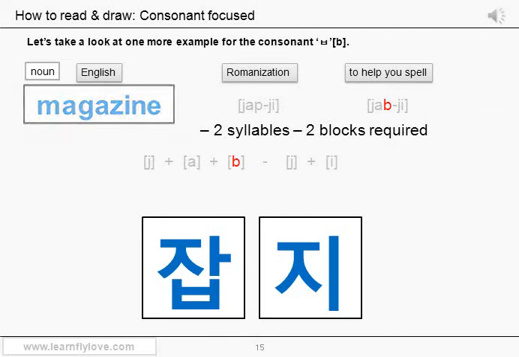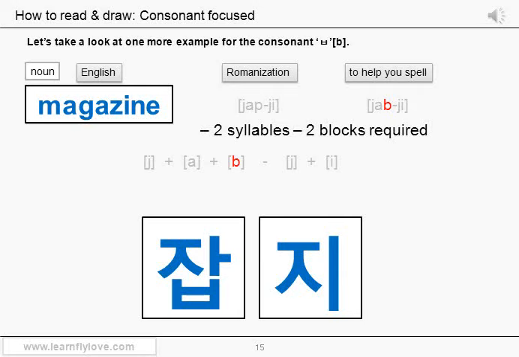Next word is magazine or journal. Check out the romanization and let's hear the sound first. 잡지, 잡지. If you see the second romanization, you can find B is used as the final of the first syllable. Therefore, you can see the consonant B will come as a final. Then let's check out the Korean spelling.